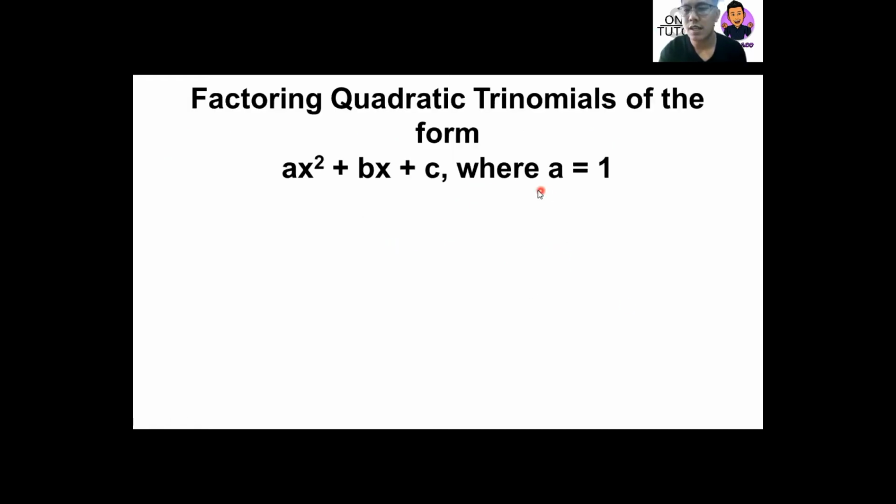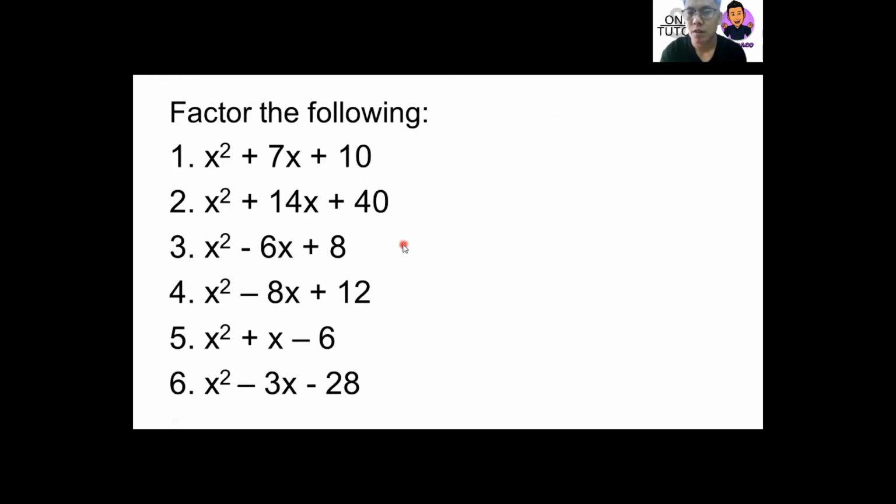First is the quadratic trinomial where a is equal to 1. This means that the coefficient of x squared is just 1. These are examples where a is equal to 1. We all know that the coefficient of x squared is 1, also in number 2, number 3, number 4, 5, and 6. And these are all trinomials.